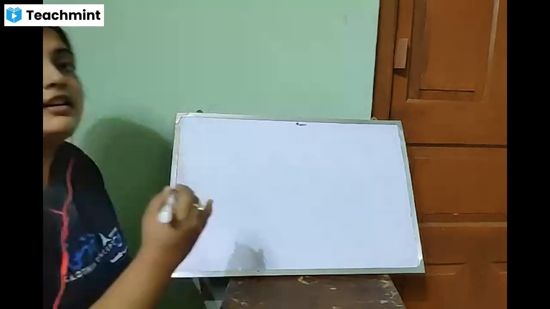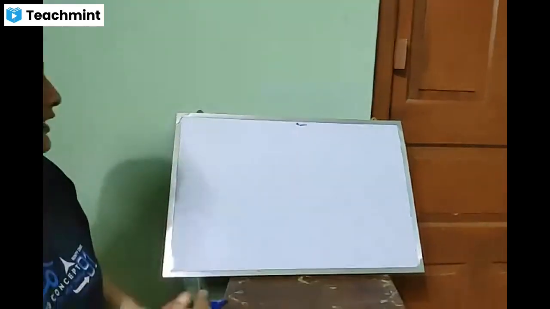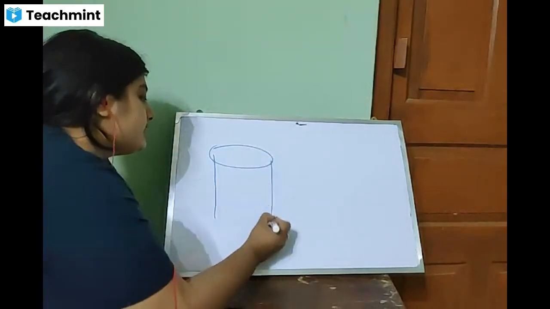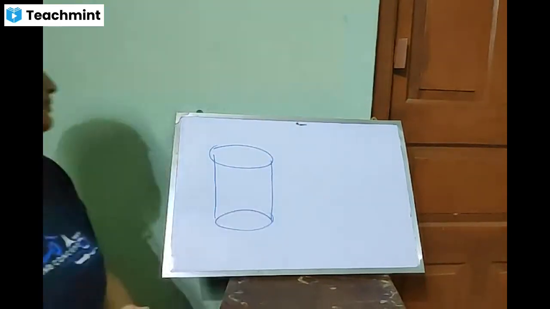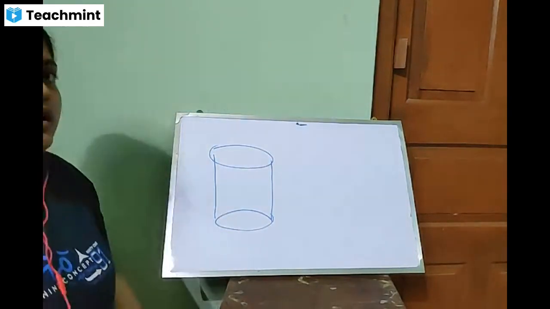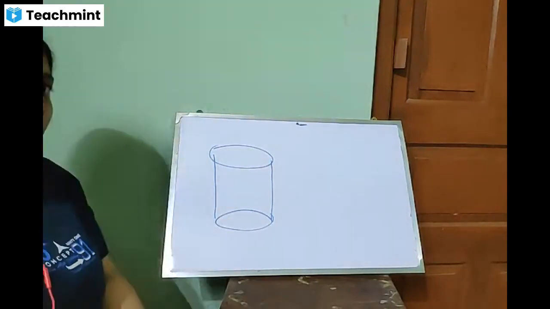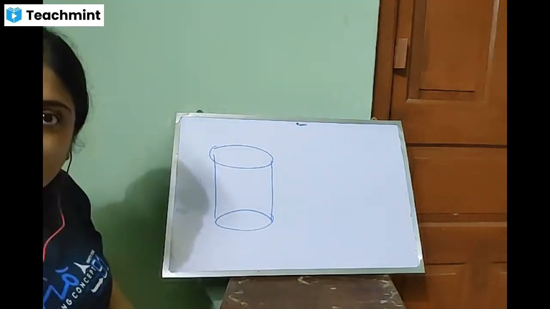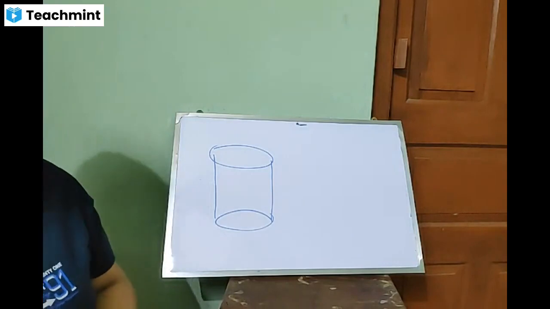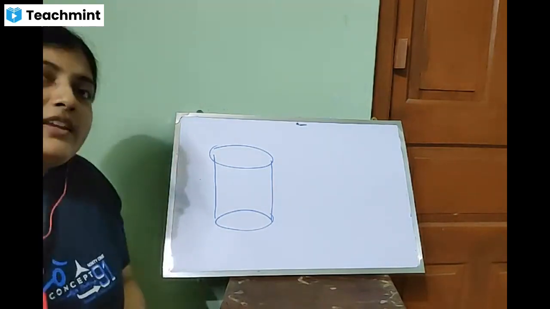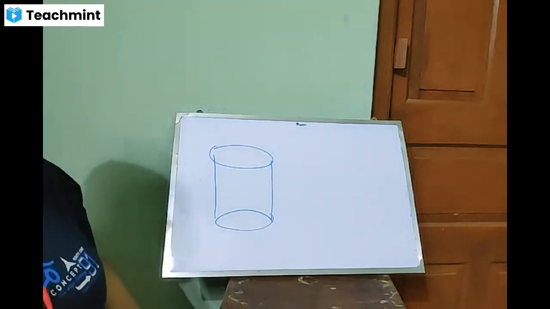At first, we discussed the base of this cylinder. This is a cylinder. This base is called a circle. You know well the formula for the area of the circle. So, please tell me about the area of the circle.